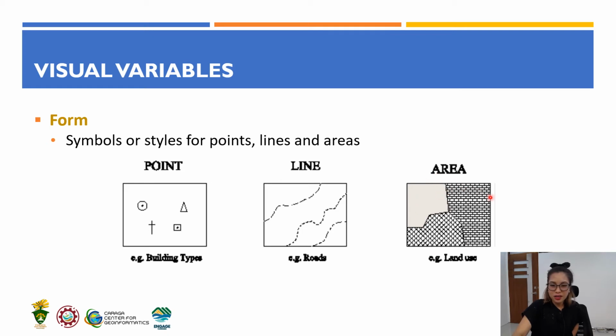And the area, if you can see, there are three different na mga patterns that we can see or form, no? Kani siya ang grid type. This is the triangle, diamond, and then just the plain one. So it represents different data gihapon.